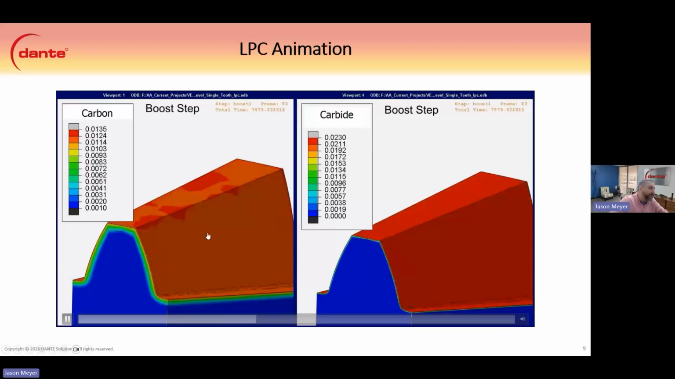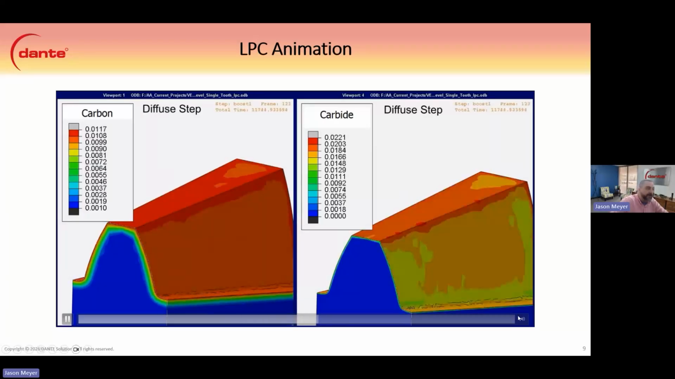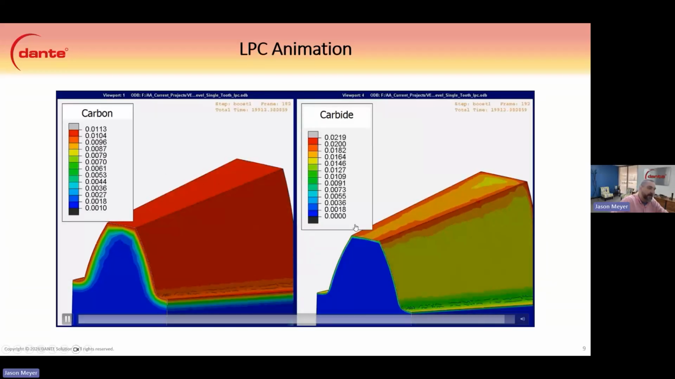You can see the boost and the diffuse, boost and the diffuse, until we finally get to the end of the step here. And you can see the total carbon plots. You can see that we diffused very well into the actual part surface. And then we can see there are showing a little bit of carbides here on the flank or in the tip of the tooth interface here, but mainly they're very little or almost all gone on the flank here.